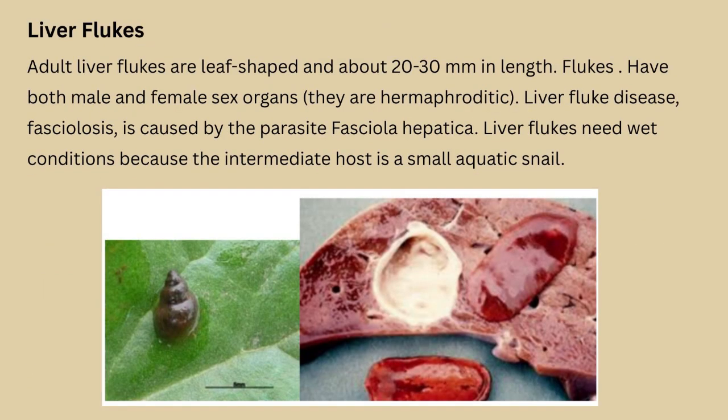Liver flukes. Adult liver flukes are leaf-shaped and about 20 to 30 mm in length. Flukes have both male and female sex organs; they are hermaphroditic. Liver fluke disease, fasciolosis, is caused by the parasite Fasciola hepatica. Liver flukes need wet conditions because the intermediate host is a small aquatic snail.